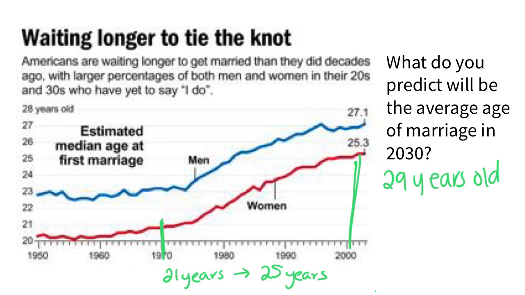And remember, I would need to have a good reason for this. I might say I looked at a 30-year time period, 1970 to 2000, and I saw that the age increased from 21 years to 25 years, which is a 4-year increase. So I think that from 2000 to 2030, which is another 30-year increase, it will increase by another 4 years. So I did 25 plus 4 and got 29 years old.